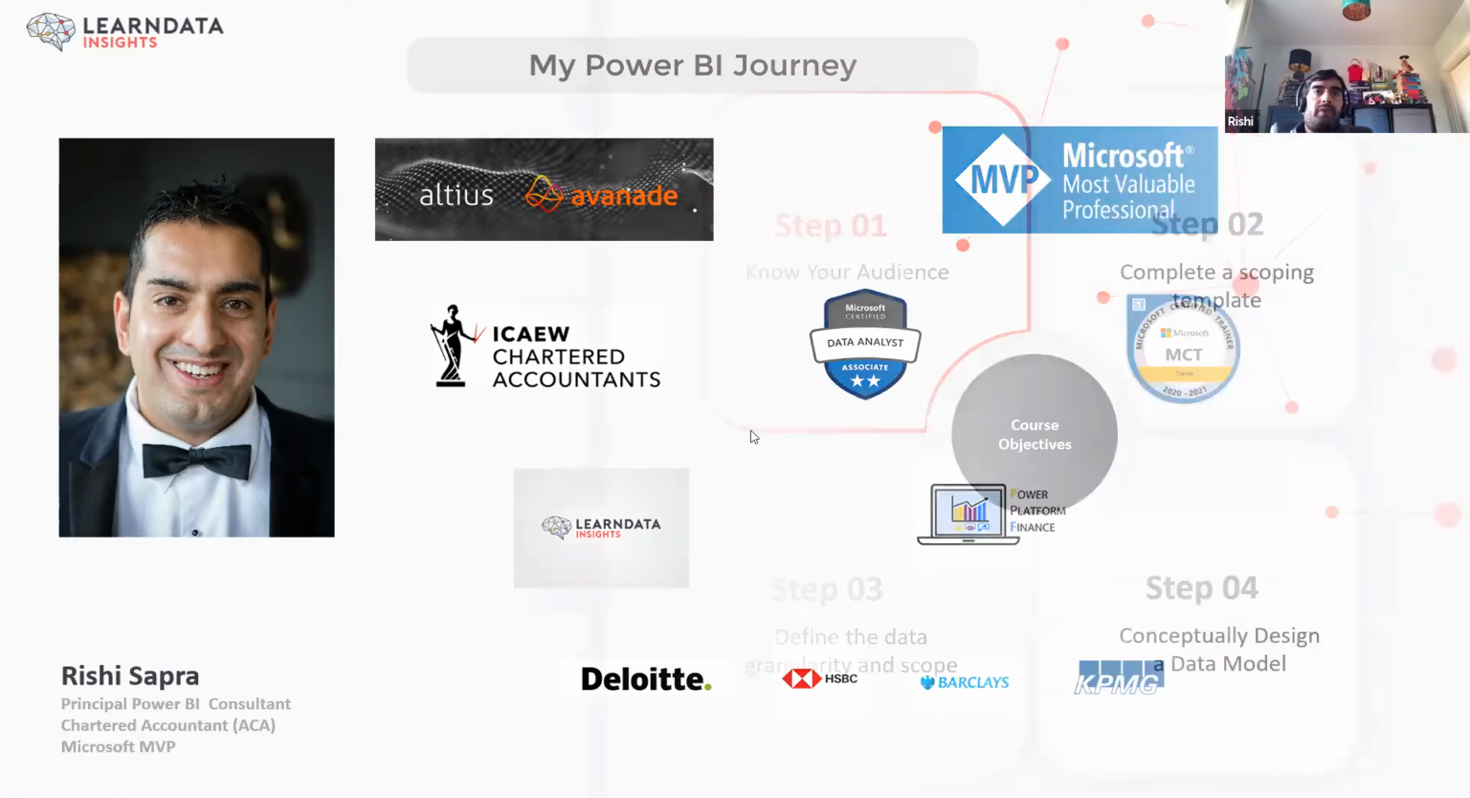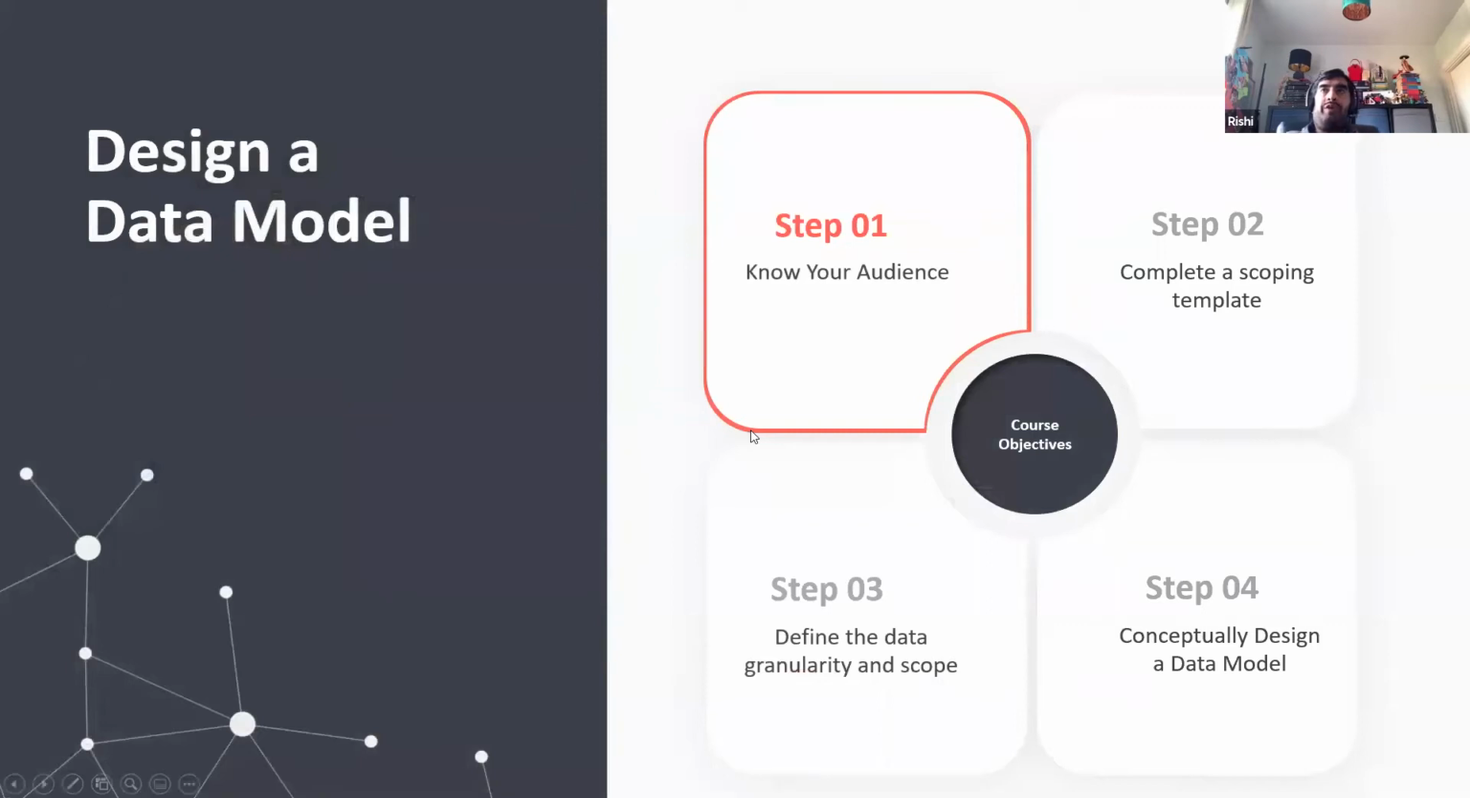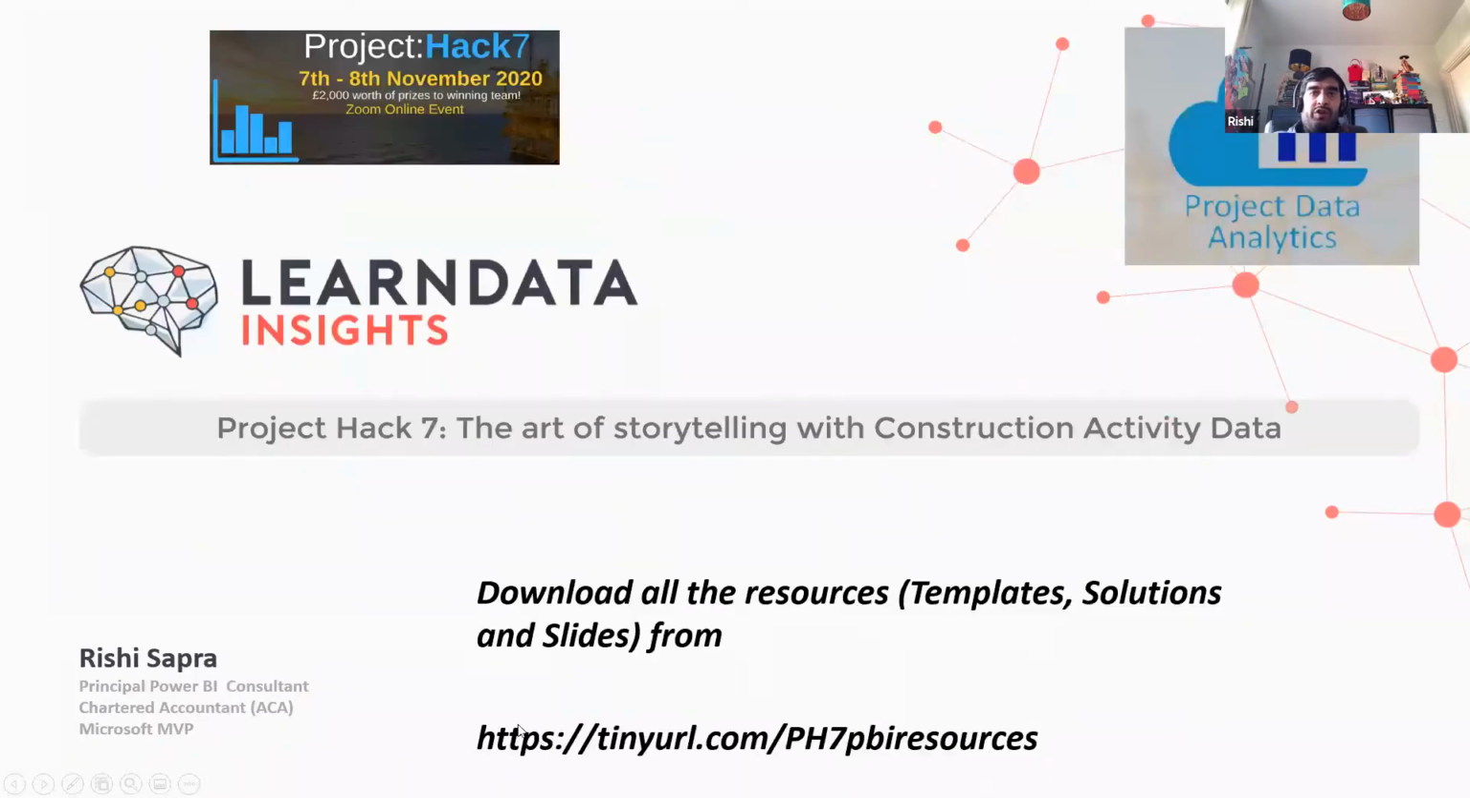So in terms of what we're going to cover today, there are four key steps to designing this data model. The first one is to know your audience. The second is to complete a scoping template, which we'll run through. The third is to find the right data granularity and scope. And the fourth is to conceptually design a data model. And all these templates that we'll run through today are available for you to use in the hacks and obviously in your work as well.